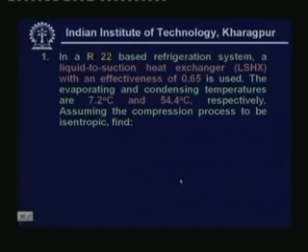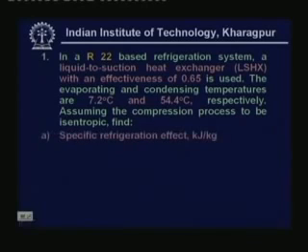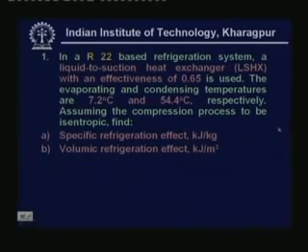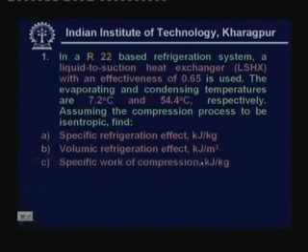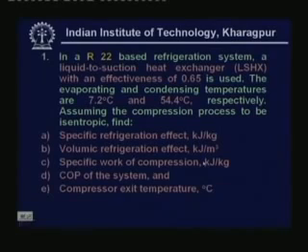The first problem is like this: in an R22 based refrigeration system, a liquid to suction heat exchanger with an effectiveness of 0.65 is used. The evaporating and condensing temperatures are 7.2 degrees centigrade and 54.4 degrees centigrade respectively. Assuming the compression process to be isentropic, find specific refrigeration effect, volumic refrigeration effect, specific work of compression, COP of the system, and finally compressor exit temperature.